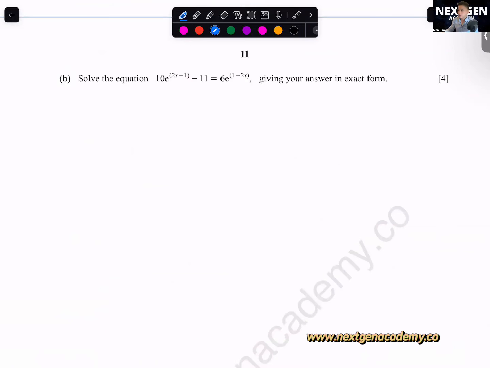Solve the equation 10e to the power of 2x minus 1 minus 11 equals 6e to the power of 1 minus 2x. Give your answer in exact form. Ooh, okay, this one is a little bit tricky. Y'all look at the terms. It's not the same. So how can we simplify this equation first? Can we make both of these powers the same? What do y'all think? Is it possible to make it the same?